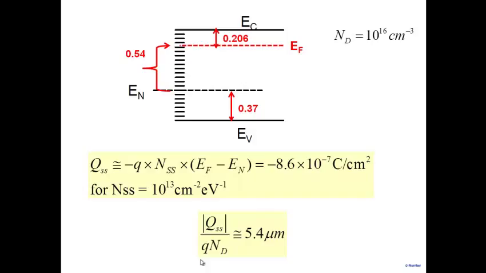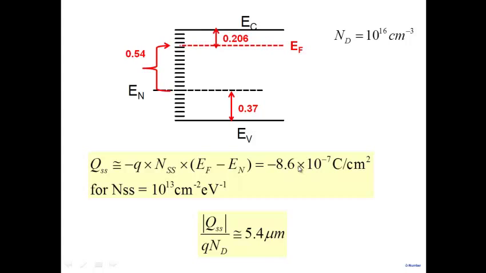Because remember, the charge in the bulk is QND. So QND times the distance that has to be depleted to supply this amount of charge, this distance comes out to be 5.4 micron, very large. It's not possible that the surface states are capturing all these electrons from not only close, but from distances as deep as several microns. You can see it's not realistic, because it's negatively charged, so all this becomes charged here and therefore the bands will bend up.